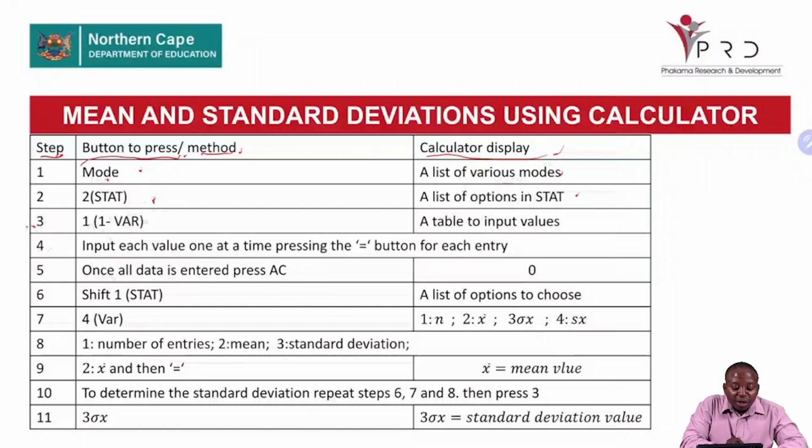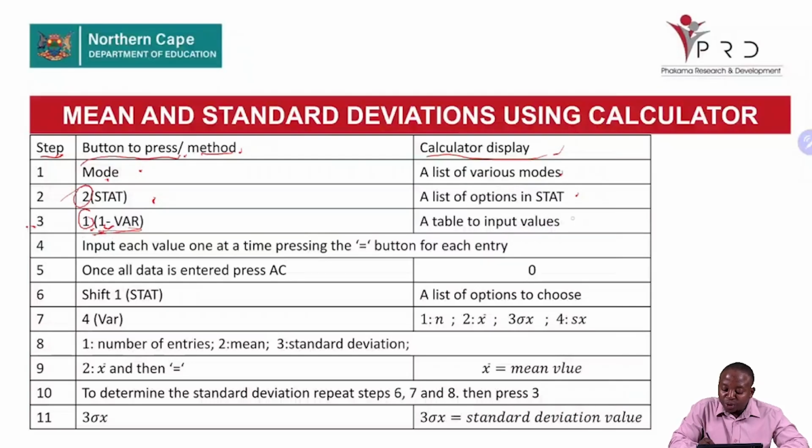Then input each value. Step 3, what do we do? Press 1, which is 1-Var. So you look for this. Sometimes the options there of STAT might not be on 2. But what you should look for is the wording. In this case, number 3, look for the wording 1-Var. So you just look for those words if it's not following that number there.